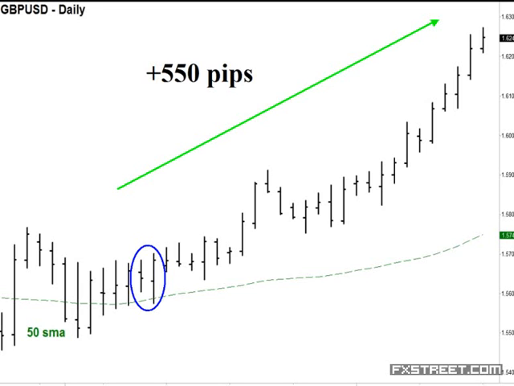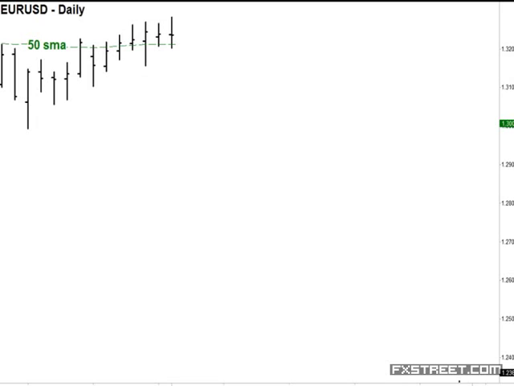Here's another example in the euro-dollar. This is an older example, once again, not current, but just for educational purposes. Once again, someone could be looking at this chart and say, well, there's really no clear idea or view as to what the euro is going to be doing.